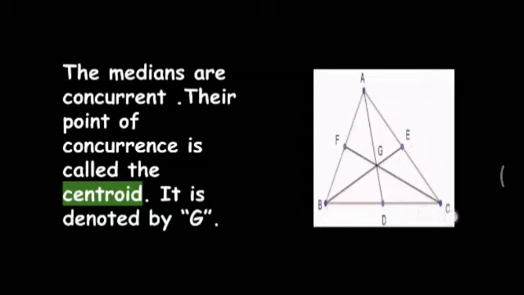And the third median is from vertex C to the midpoint of the opposite side. So here you can see that all the three medians are meeting at one point, and that point of concurrence is called the centroid, and it will be denoted by alphabet G. So medians are concurrent and their point of concurrence is called centroid, and it will be denoted by letter G.